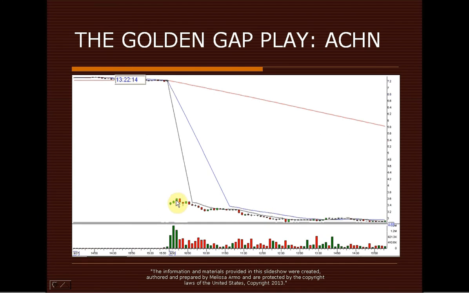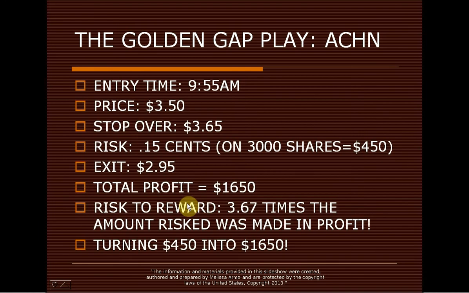This doesn't mean it's not going to work or it's failed or anything else like this. This is setting up. It's setting up to go short. The entry time was 9:55, price was 3.50, stop over 3.65, so the risk was 15 cents. On 3,000 shares, you could risk $450. Exit was the break of 3, and then you had to be out.